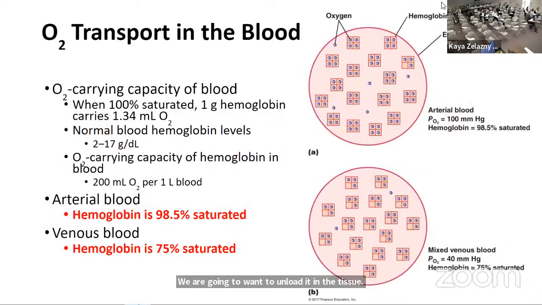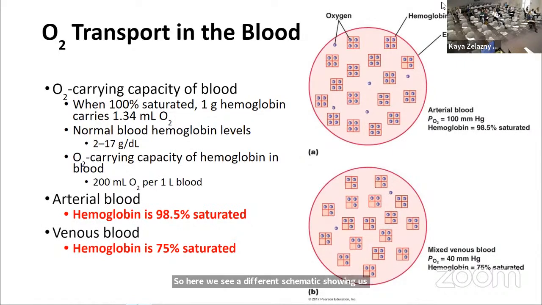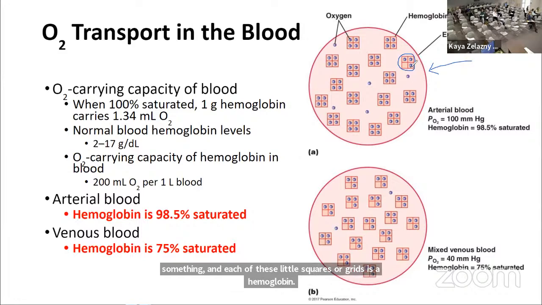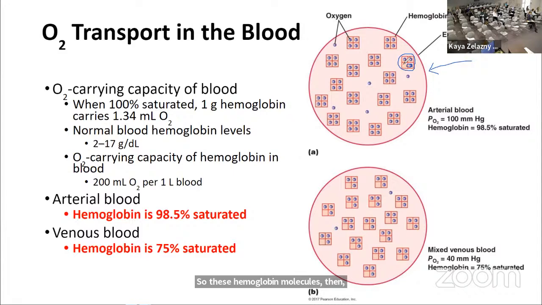So here we see a different schematic showing us the hemoglobin and the oxygen in the blood. So imagine this is like a petri dish or a swab of blood or something, and each of these little squares or grids is a hemoglobin molecule. Okay? So these hemoglobin molecules then have oxygens bound in some different amount. Oh, they want us to pretend this is a red blood cell. That's fine. We're still looking at hemoglobin and how many oxygens are in there, okay?